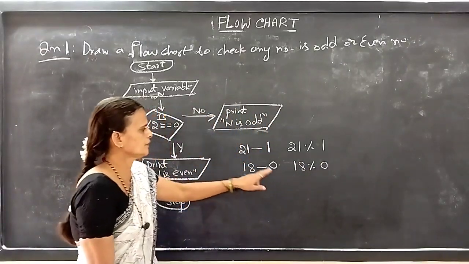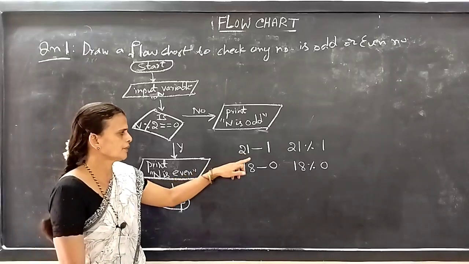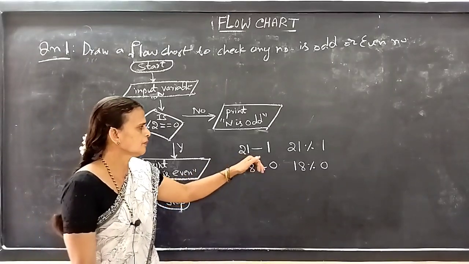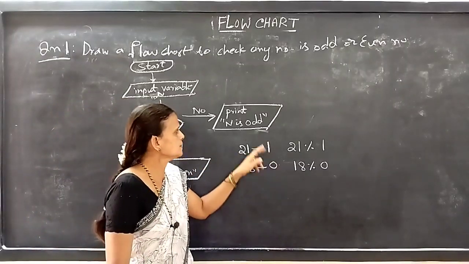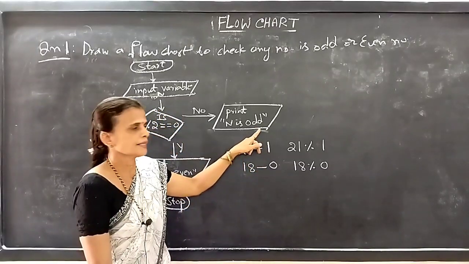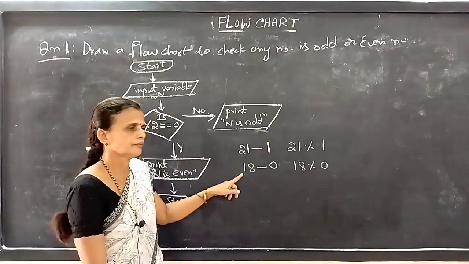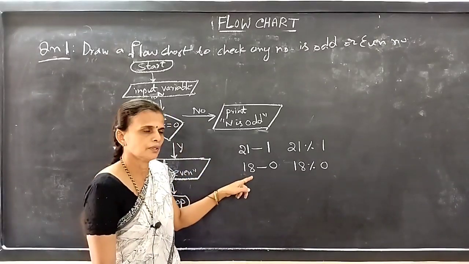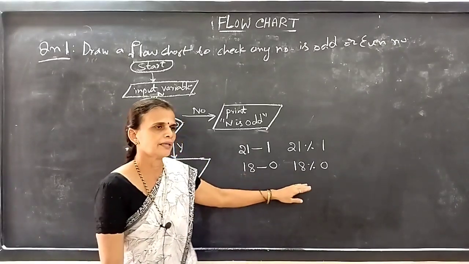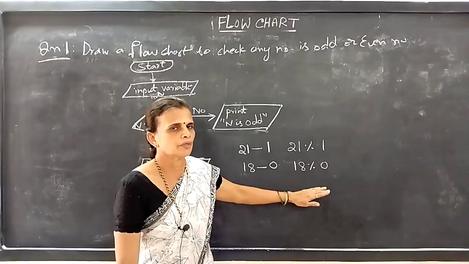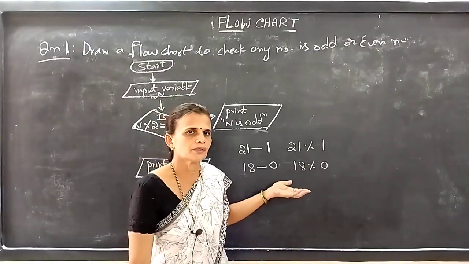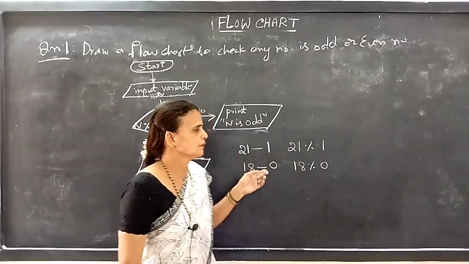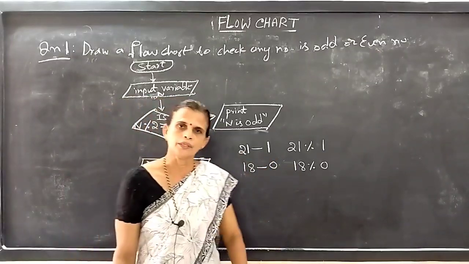What is the meaning of this? If the number is divided by 2 and the remainder is 1, that number is treated as odd, and if the remainder is 0, then it is treated as an even number. Any large number also we can check by using this formula. Okay, understood?